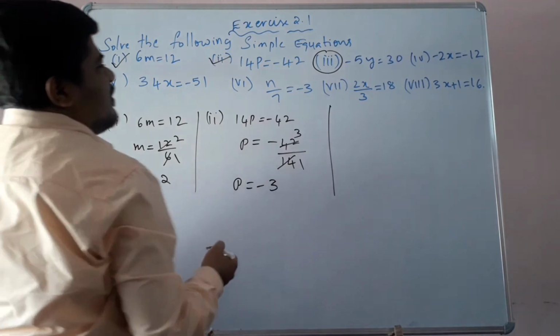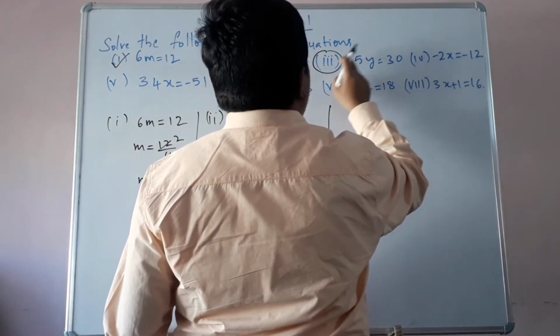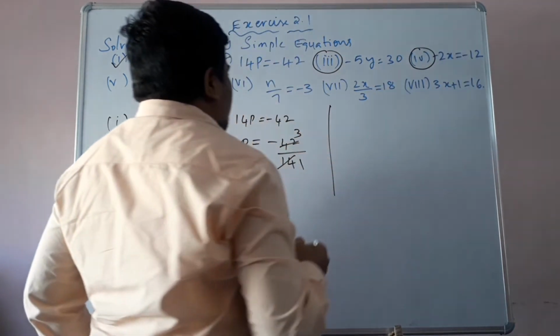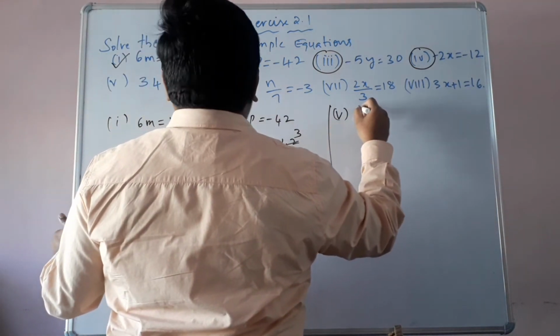Try third problem. Now let's see fourth problem. Okay, this fourth problem is also similar to the previous problem, children. This multiplication becomes division. Okay, so solve this problem. Now let's see fifth question, children. Okay, so what is the fifth question?